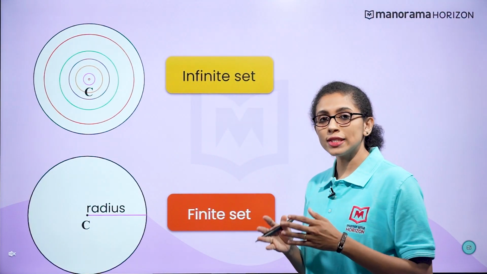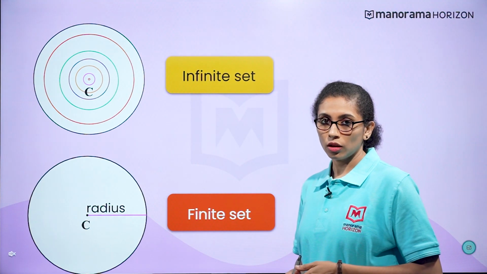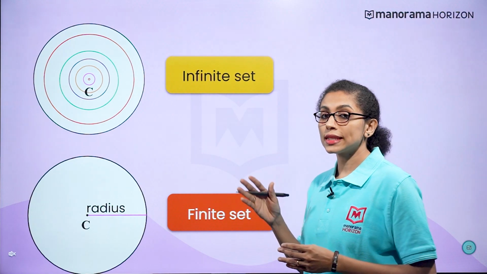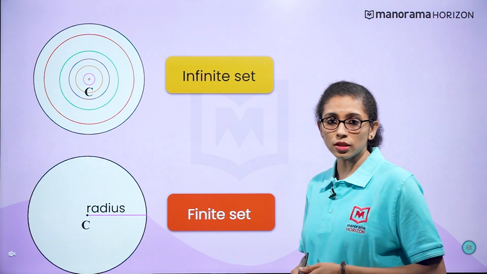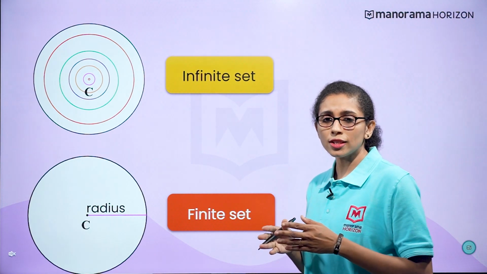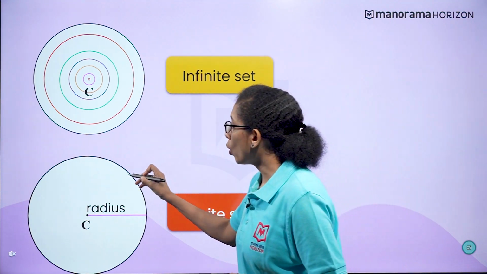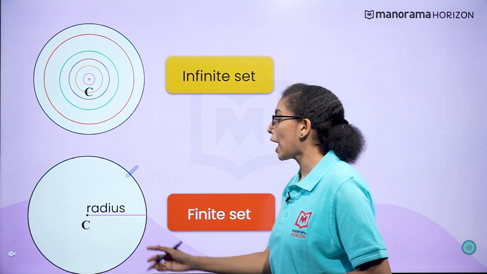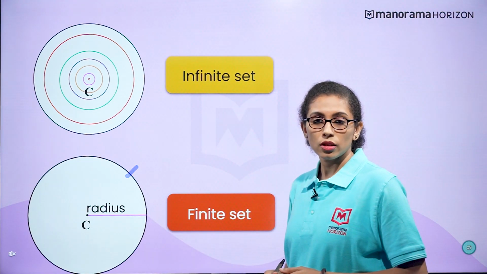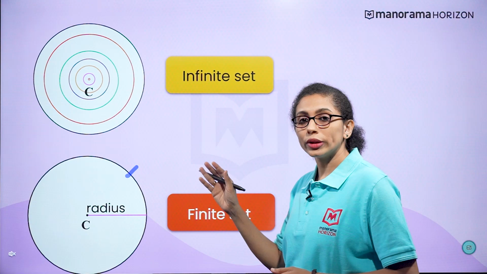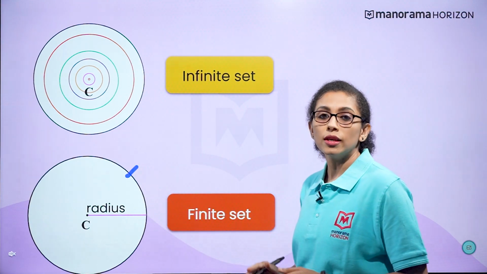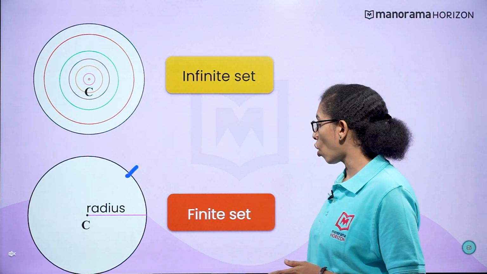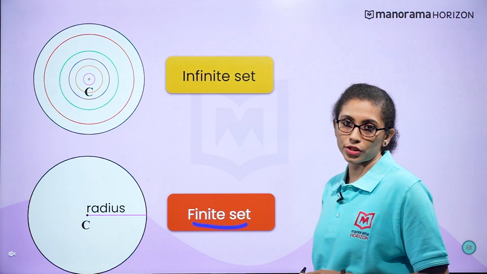Now, if we are given some specific radius of the circle and you are asked to draw a circle, how many circles can you draw? What will be your answer? The fact is that one and only one circle can be drawn with the given center and the given radius. So, the set of circles with a given center and radius is a countable thing. Such a type of set which is countable is called a finite set.